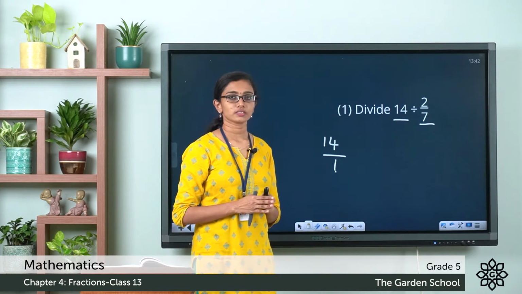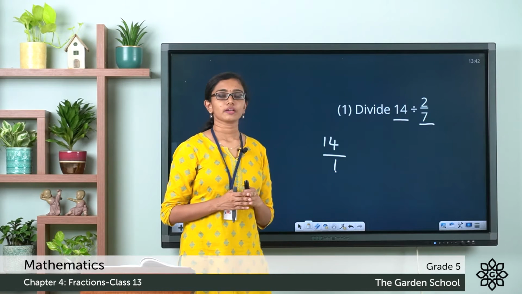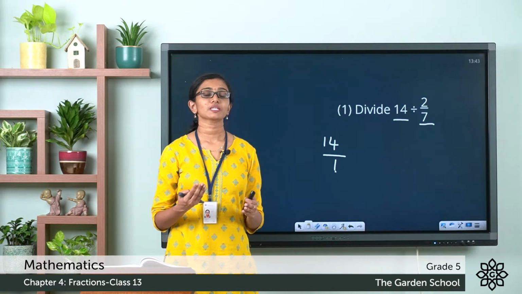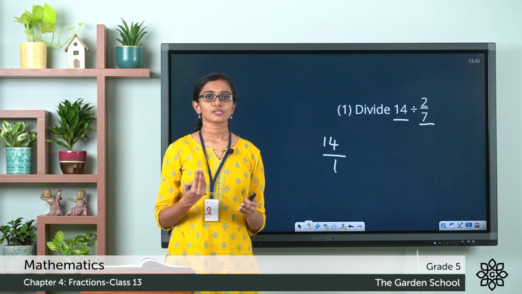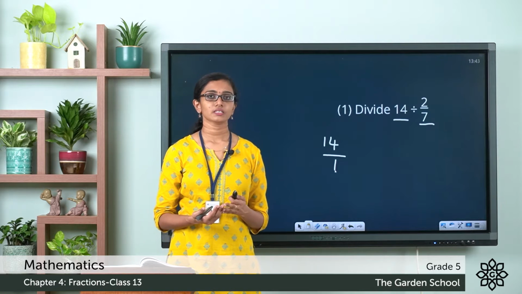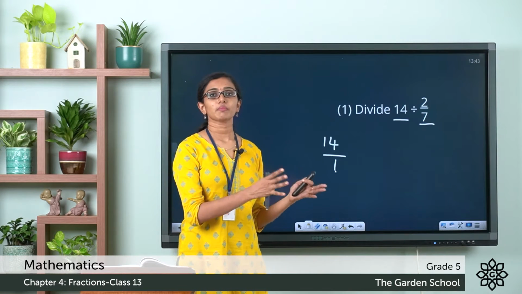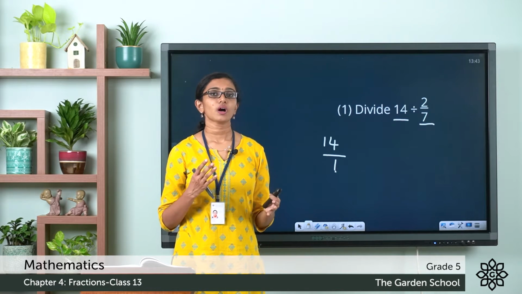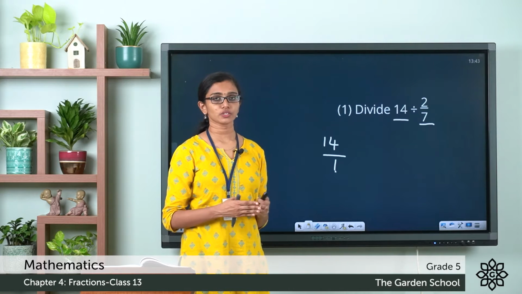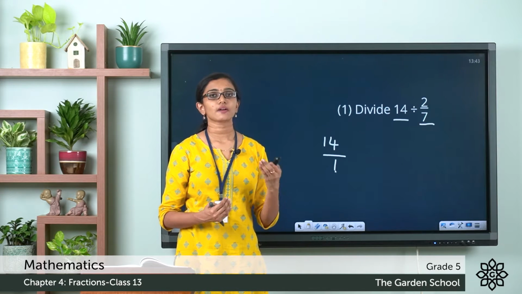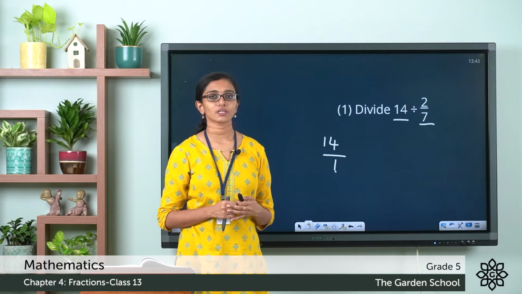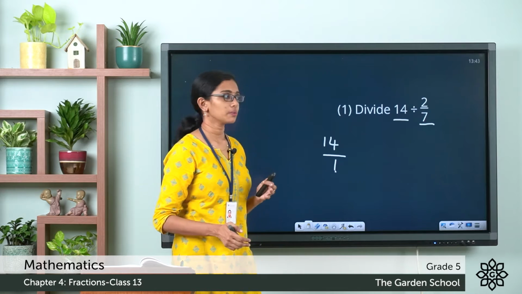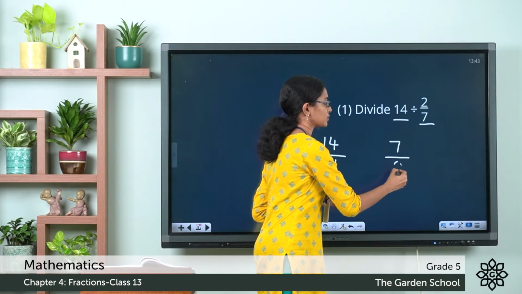Now we have two fractions. The divisor is 2/7. We learned about the multiplicative inverse of a fraction. So what is the multiplicative inverse of a number? The multiplicative inverse of a number is that number which can be multiplied with the given number to get a product of 1. So how do we find the multiplicative inverse of a fraction? You just interchange the numerator and the denominator and that will be its multiplicative inverse. So what is the multiplicative inverse of 2/7? It will be equal to 7/2.